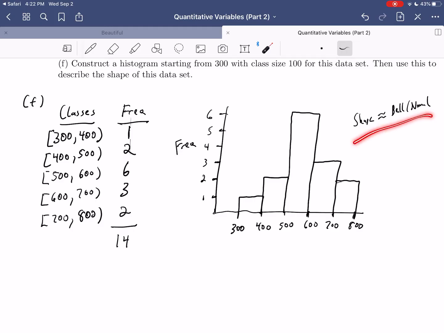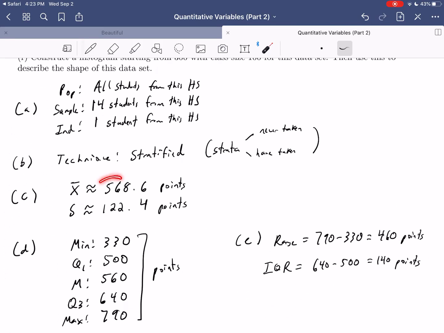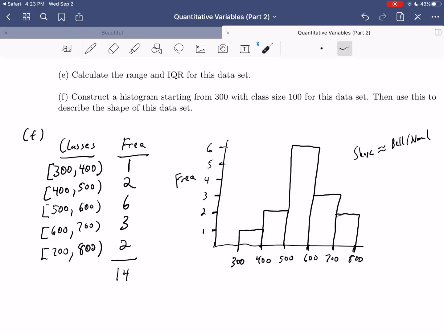We said that if something was bell normal, another way to check it is that the mean and median should be pretty close. Let's go back and quickly check that. Notice our mean was 568, whereas our median was 560. Now, 568 and 560 are not exactly the same, but keep in mind we're in the numbers in the 500s. So this is like saying you have $568 versus $560. Those seem pretty close to each other given how large the numbers are. So it does make sense to say that this is roughly symmetric, and since we visualized it, we can guess that the best description would be bell or normal here.